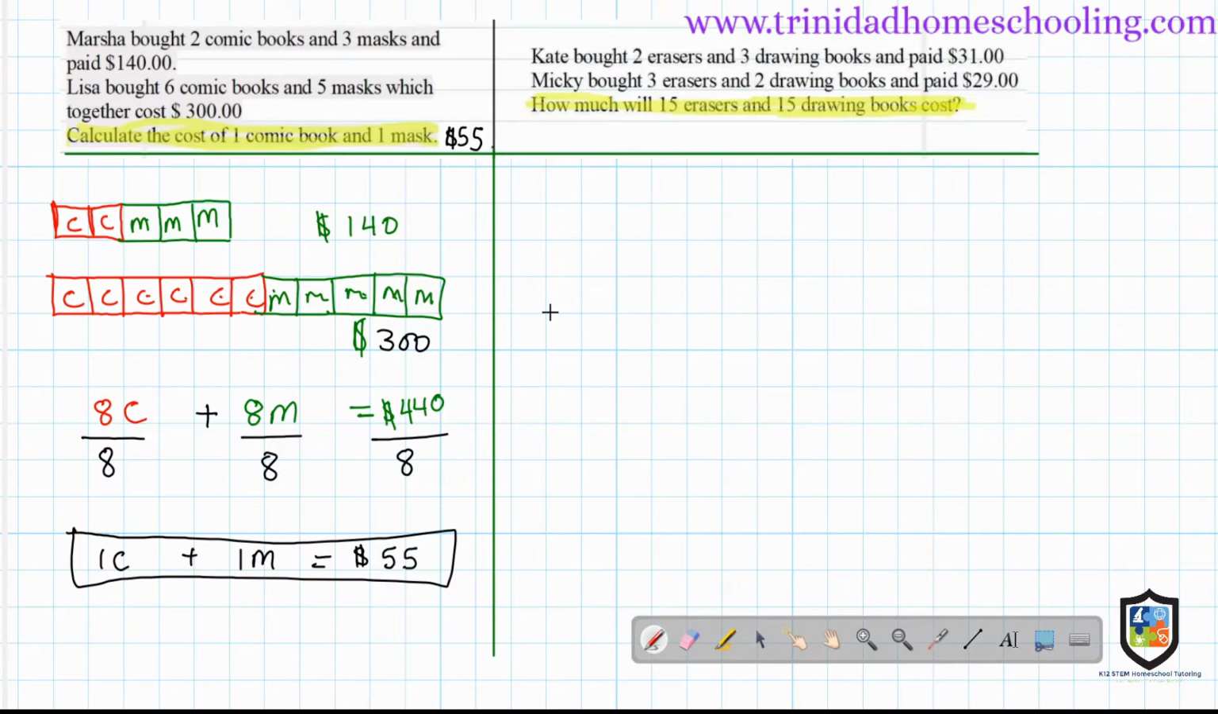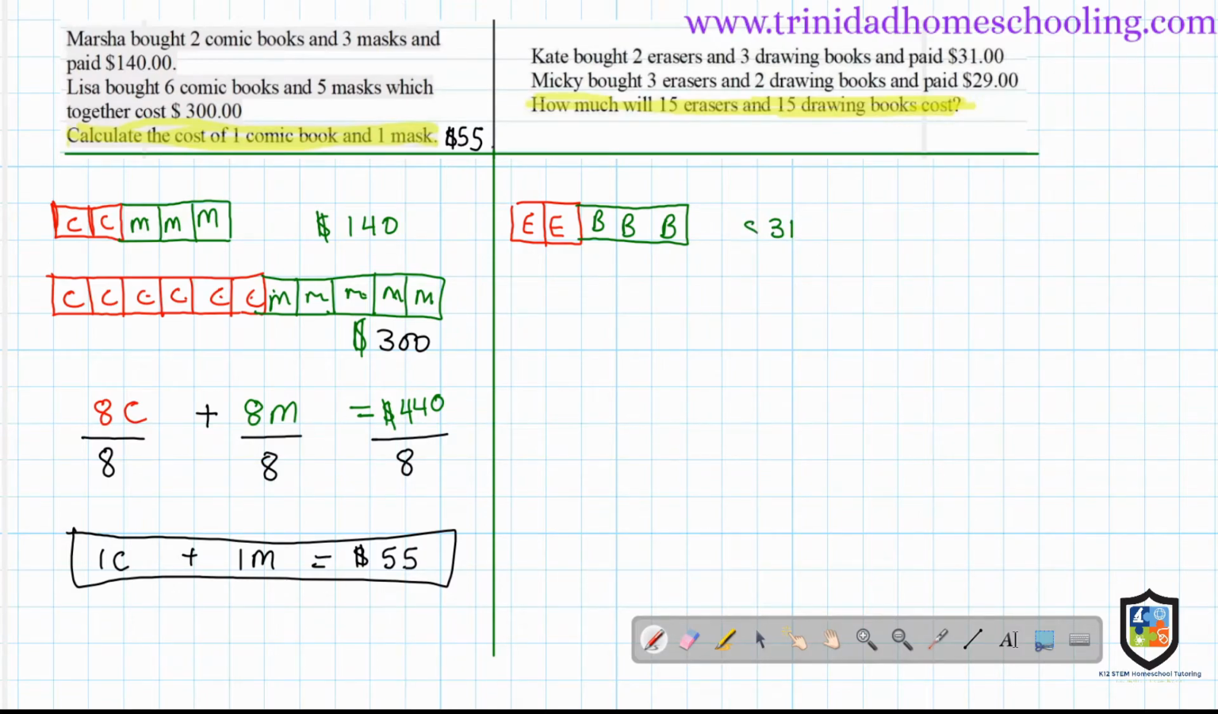The other one says Kate bought 2 erasers and 3 drawing books. So let's model that. So 2 erasers, I'm going to use E for erasers, and 3 drawing books, so B for books, and this came up to $31.